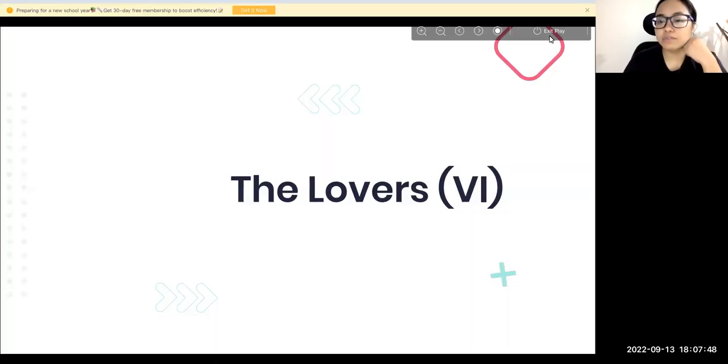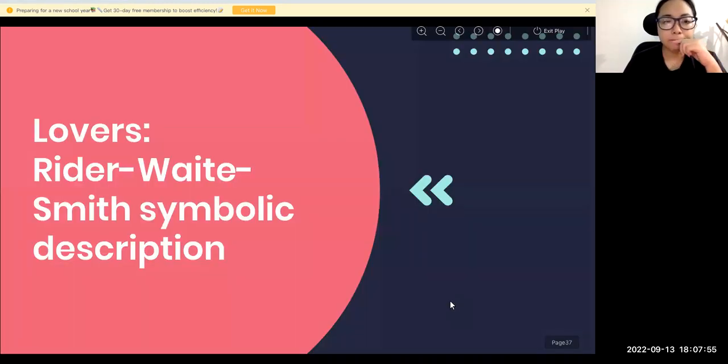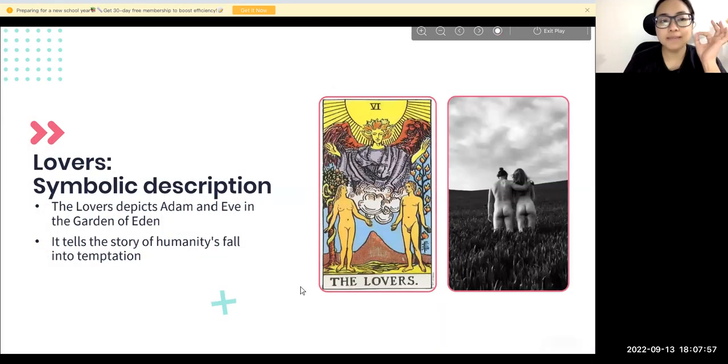So we'll start with the Lover's card. The Lover's card is card number 6 in the major arcana. So let's understand the symbolism of the Lover's card.